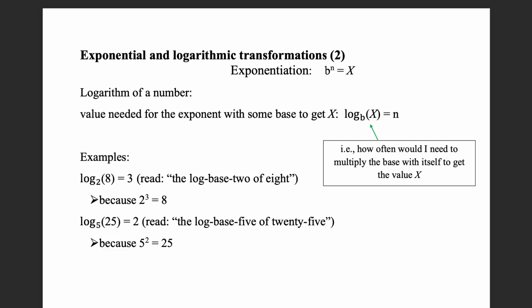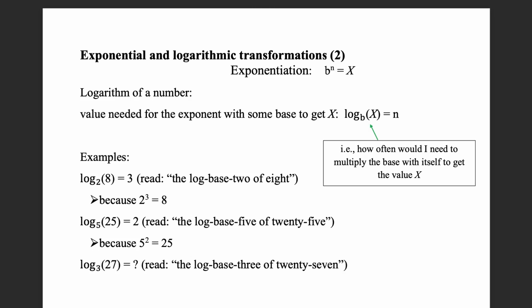Well, 5 times 5 works out to 25. So if we raise 5 to the power of 2, we get 25. So the log base 5 of 25 is 2, because that's the power we need to pick to get from 5 to 25. One more.